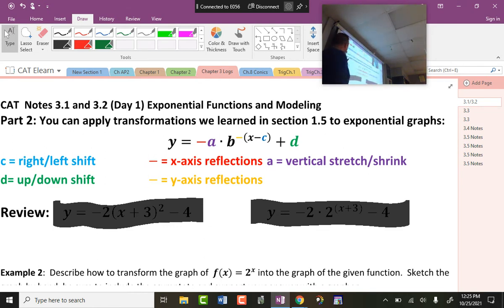Opposite. Up-down shift, same. If I see x minus 3 on the inside, that means 3 rights. If I see plus 4 on the outside, that's 4 up. Because that's the way I would think about those things.